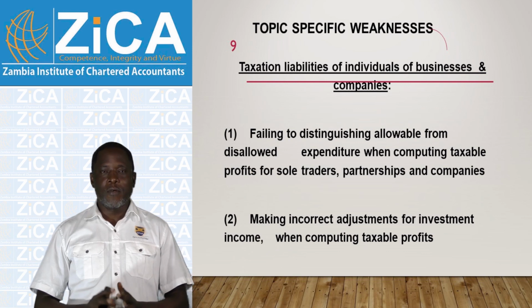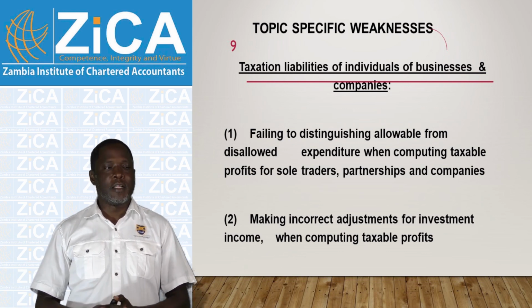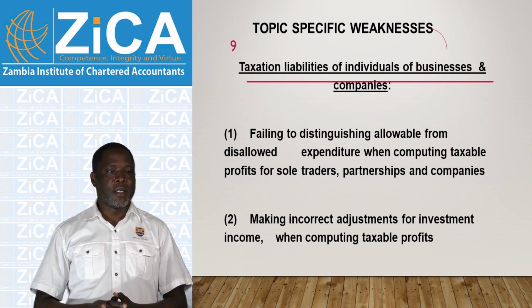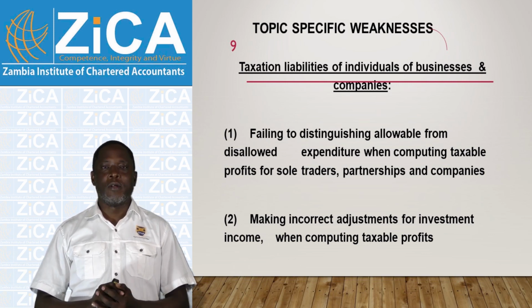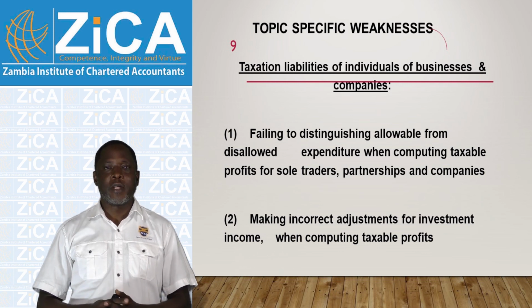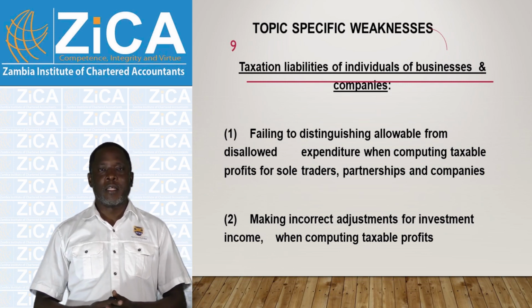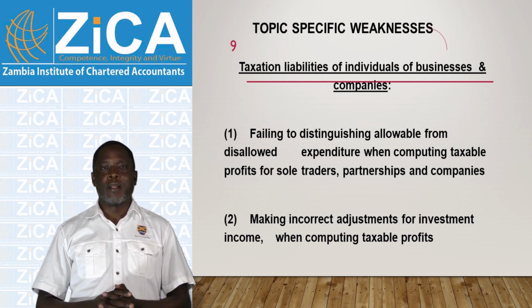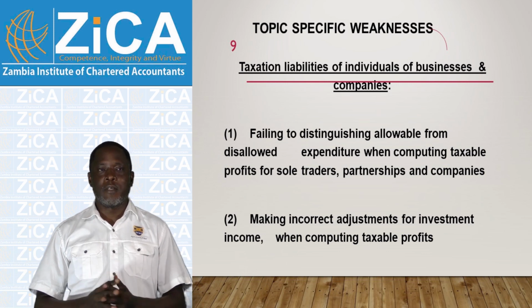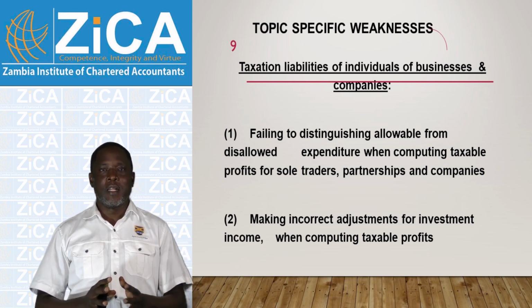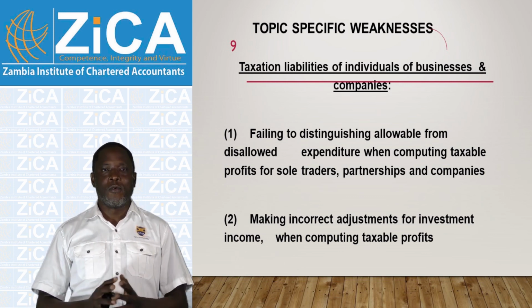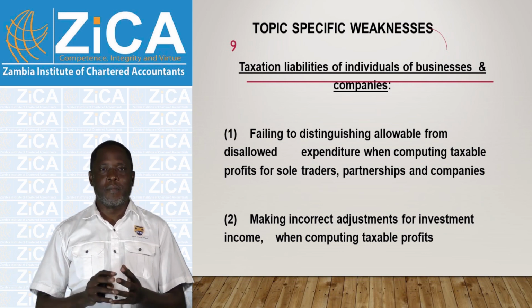The second topic in which candidates face challenges is the topic dealing with the taxation liabilities for individuals, businesses, and companies. Here we are looking at the taxation of sole traders, the taxation of partnerships, as well as taxation of companies. In determining the tax liabilities for these different types of businesses, it is important that you are able to compute the tax-adjusted profits for each one of these different types of businesses.